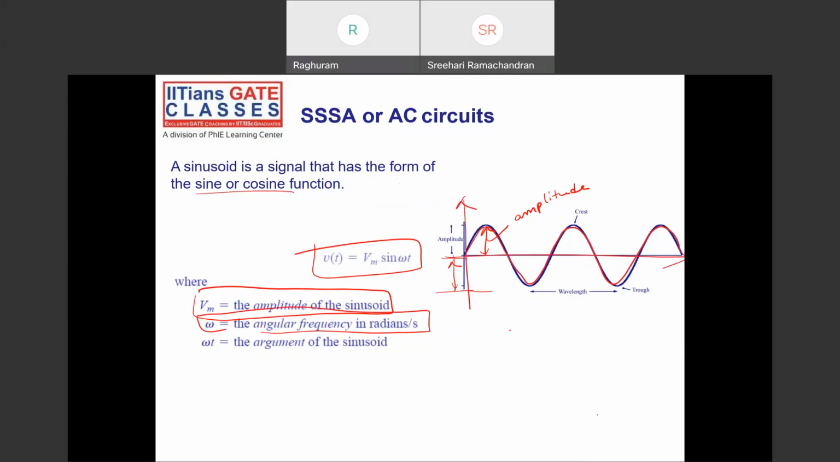Omega is the angular frequency in radians per second, and it is equal to 2 pi f, where f is frequency in hertz, cycles per second. This is radians per second, this is cycles per second. Omega t is called the argument of the sinusoid.